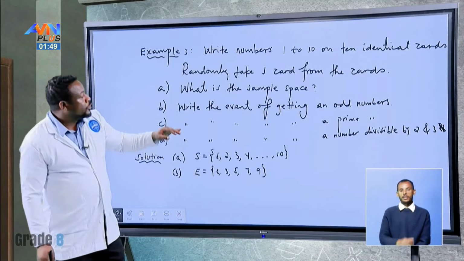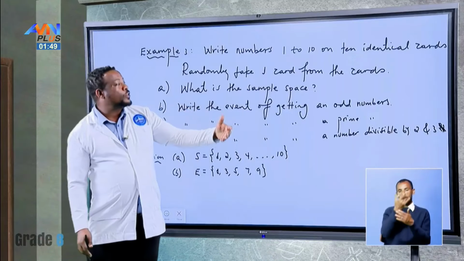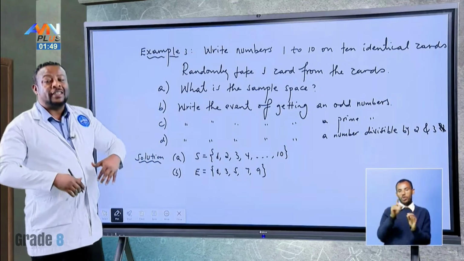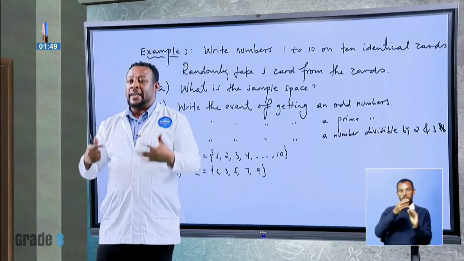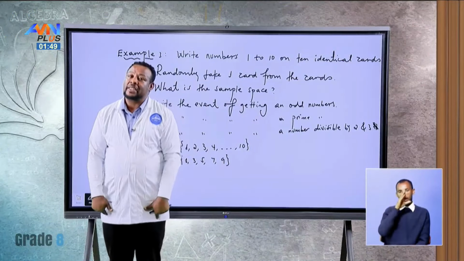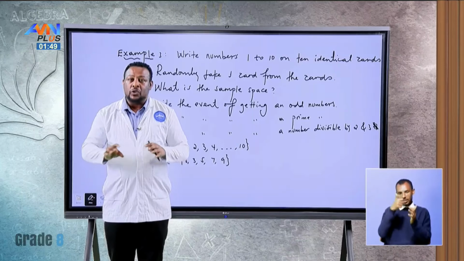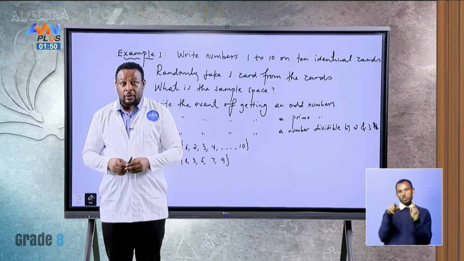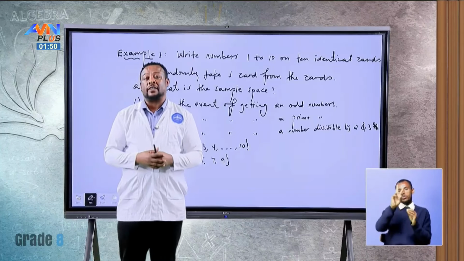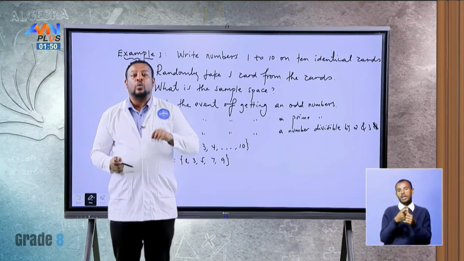The C case is, in C, you are asked to list out the events of getting prime numbers. So you all know that prime numbers are numbers which are divisible by 1 and the number itself. Okay, we are considering the positive factors. All prime numbers have only two positive factors, the number itself and 1.